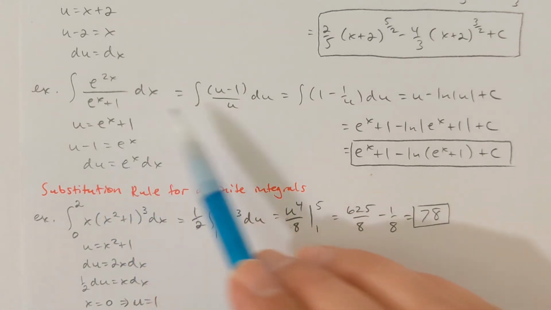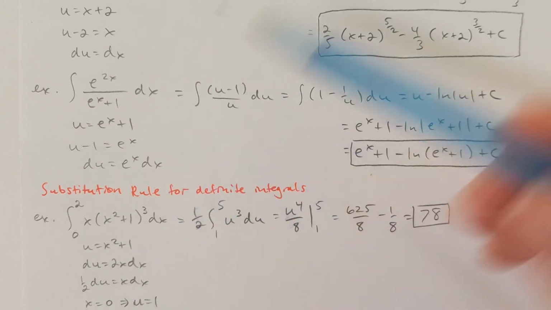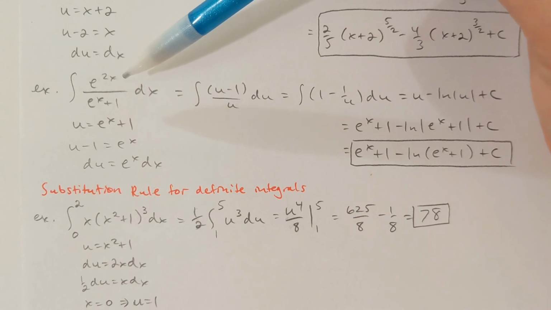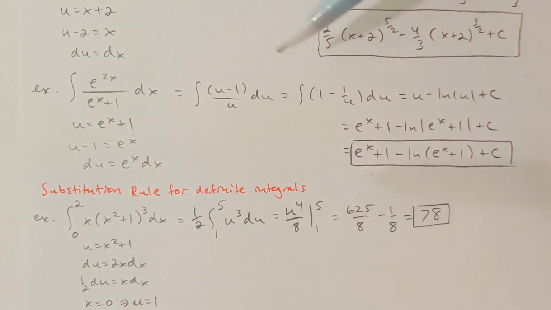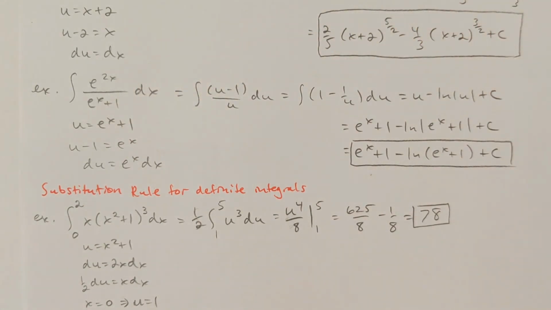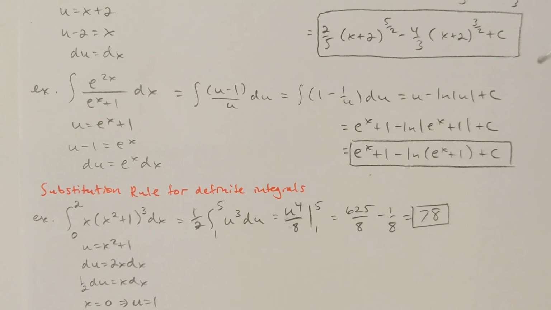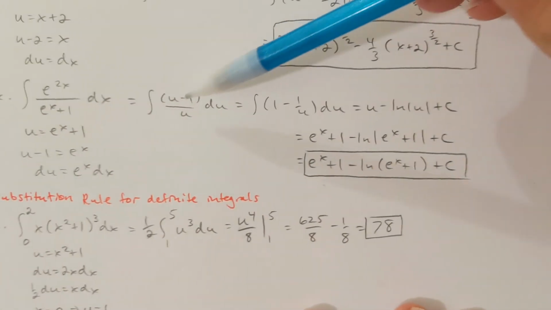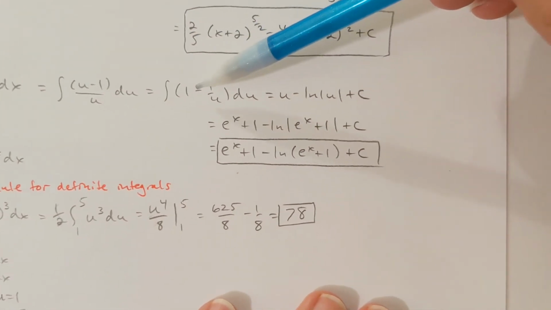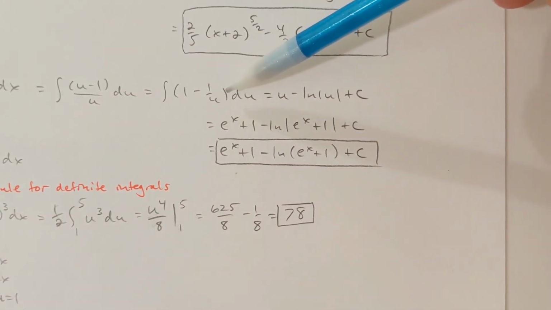Here's my new integral. In the denominator, I've got u. Now, e to the 2x, that's the same as e to the x times e to the x. e to the x dx is being replaced with du. Now, that extra e to the x is being replaced with u minus 1. So everything is going to be working out here where I get my new integral in terms of u. I can then split this into two fractions. I've done that. 1 minus 1 over u.